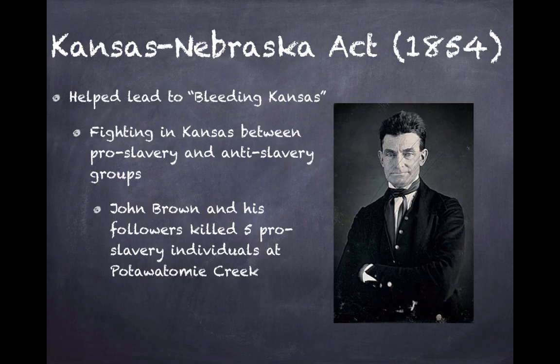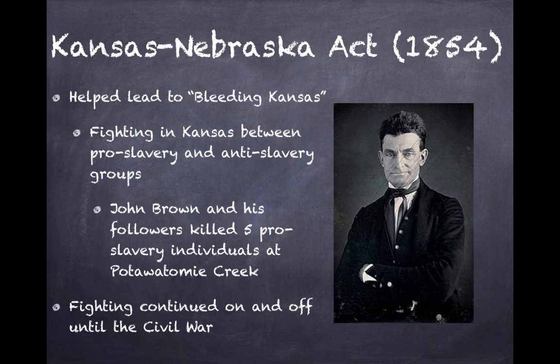So during this time period, John Brown and some of his followers move into Kansas, ultimately killing 5 pro-slavery individuals at Pottawatomie Creek. Nice pronunciation. Thank you. Fighting continued in the state on and off really until the actual outbreak of the Civil War. So the Kansas-Nebraska Act of 1854 leads us to Bleeding Kansas, which is the prelude, unfortunately, to the actual all-out Civil War between the North and the South.